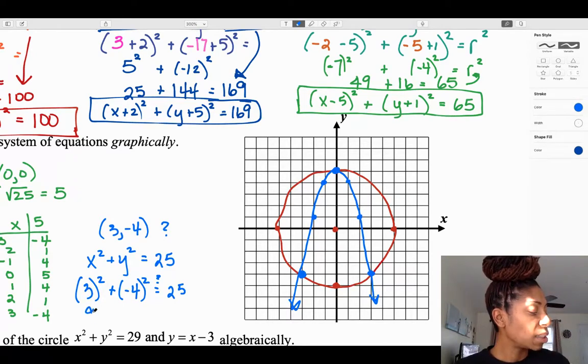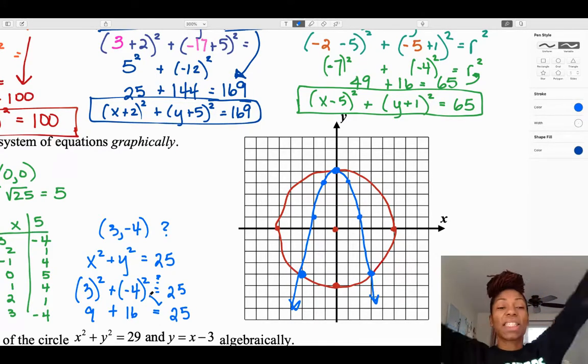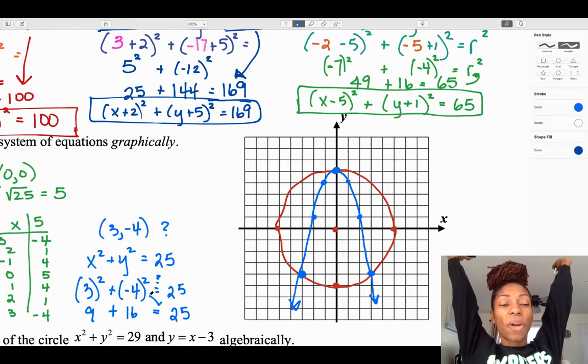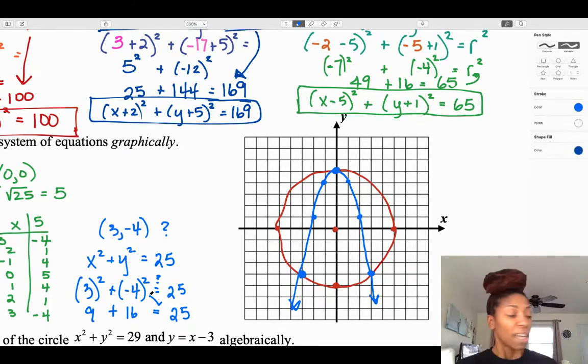3 squared is 9. -4 squared is 16. And that does equal 25. So yes, -3, -4 and 3, -4 are both solutions. So we have 3 solutions because there are 3 points that intersect.